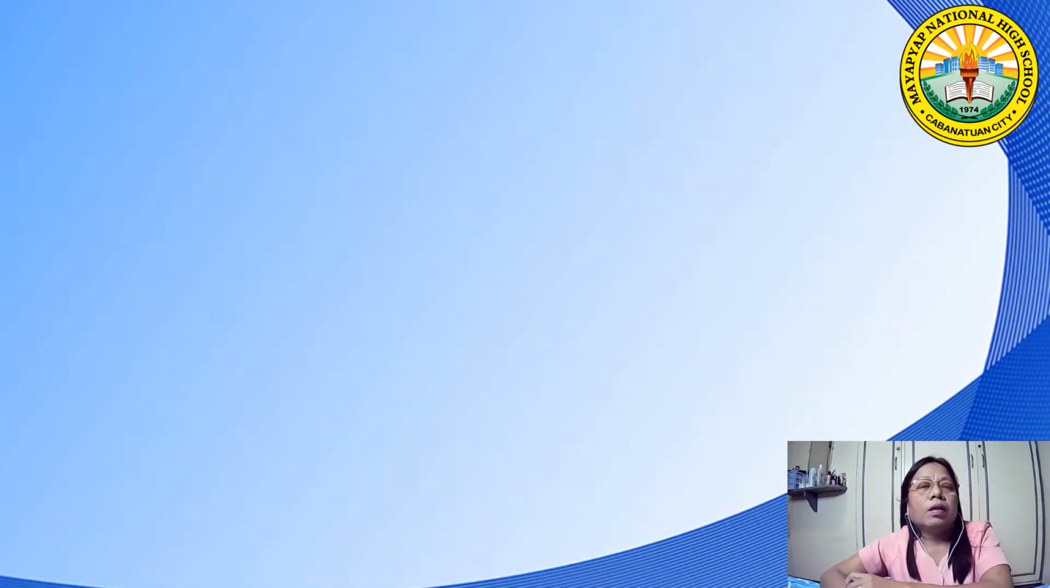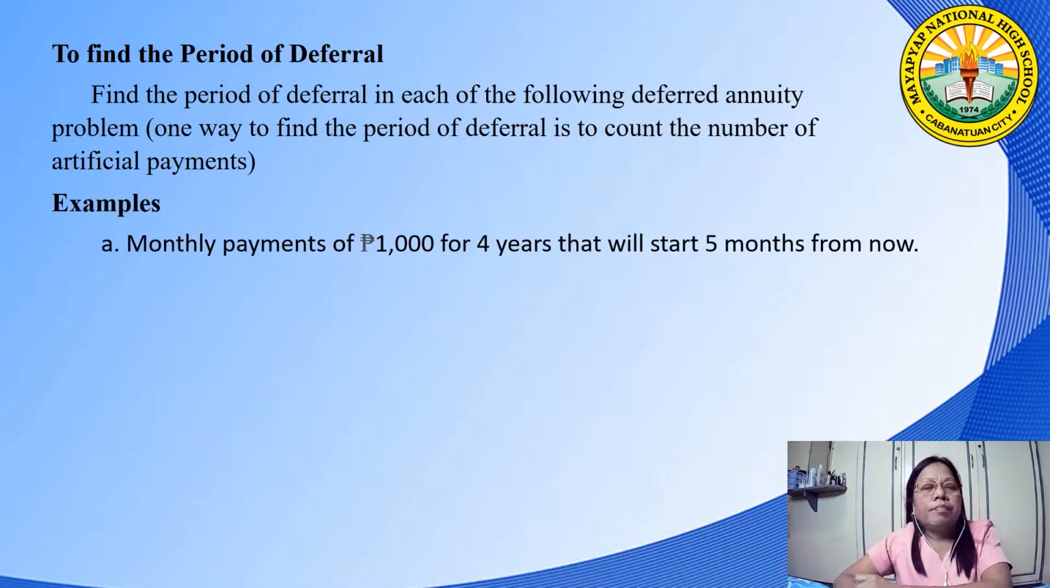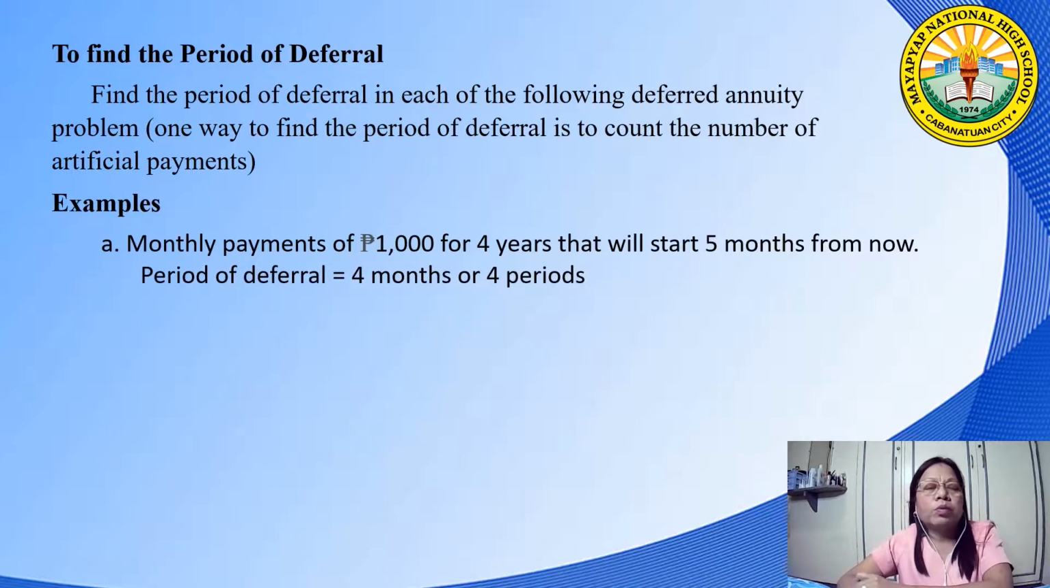So how to find the period of deferral? Find the period of deferral in each of the following deferred annuity problems. One way to find the period of deferral is to count the number of artificial payments. Let's have some examples. A. Monthly payments of 1,000 pesos for 4 years that will start 5 months from now. The period of deferral equals 4 months or 4 periods.